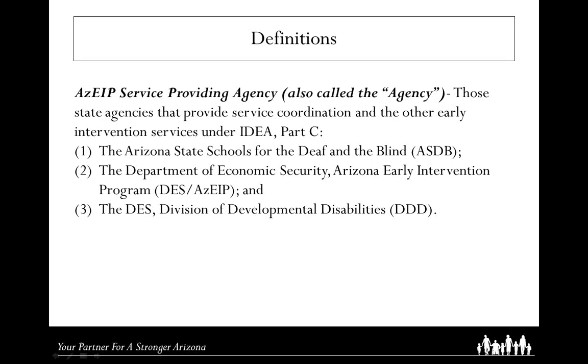The following are some definitions that would be helpful to keep in mind when listening to the information in this presentation. AZIP Service Providing Agency, also called the agency, are those state agencies that provide service coordination and the other early intervention services under IDEA Part C. Those agencies are the Arizona State Schools for the Deaf and the Blind, ASDB, the Department of Economic Security Arizona Early Intervention Program, DES-AZIP, and the DES Division of Developmental Disabilities, DDD.